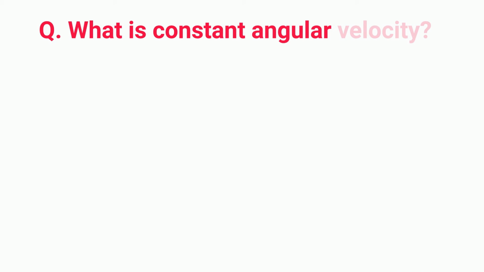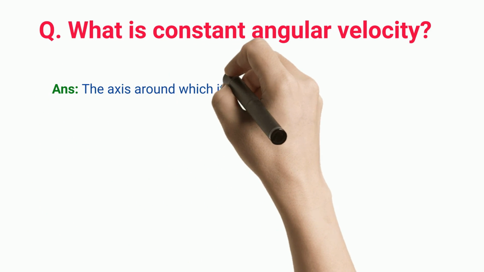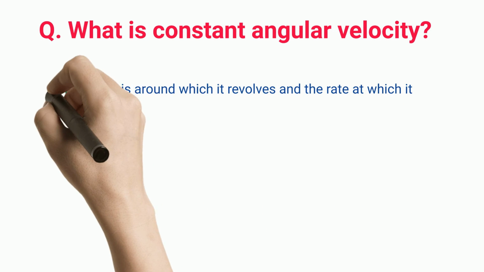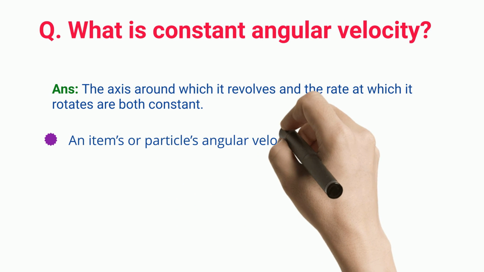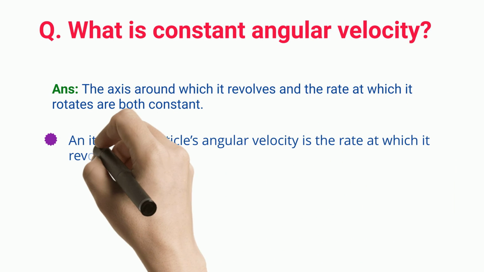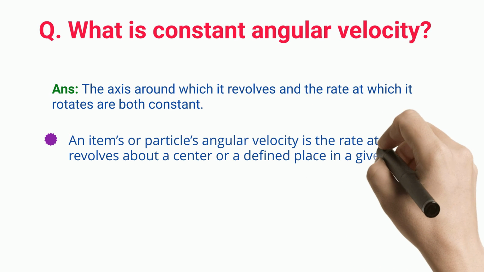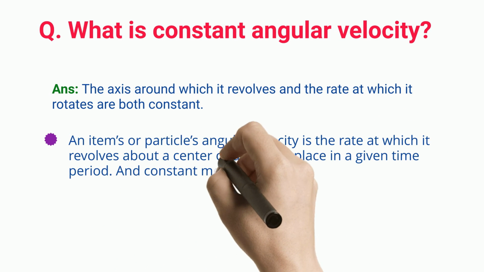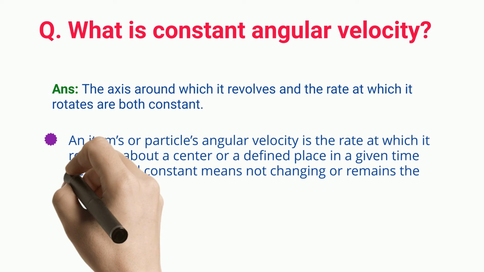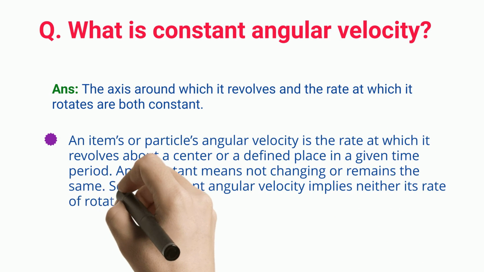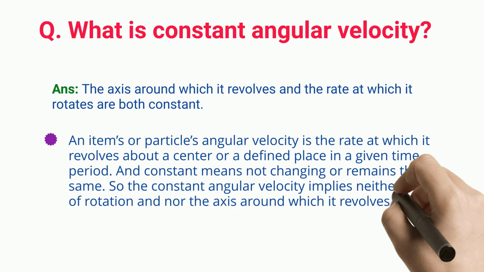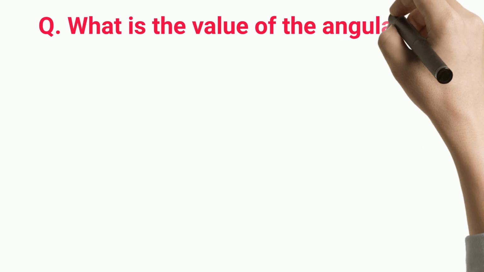Q. What is constant angular velocity? ANS. The axis around which it revolves and the rate at which it rotates are both constant. An item's or particle's angular velocity is the rate at which it revolves about a center or a defined place in a given time period. And constant means not changing or remaining the same. So constant angular velocity implies that neither its rate of rotation nor the axis around which it revolves is changing.